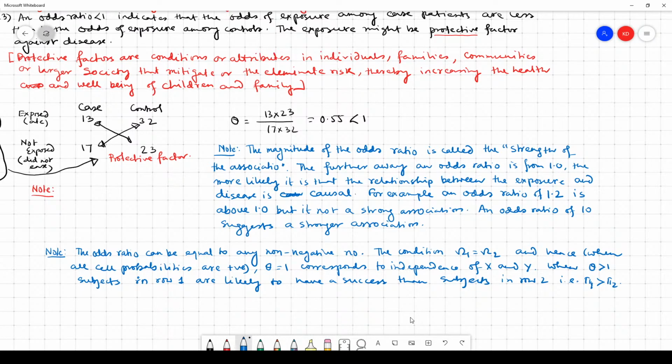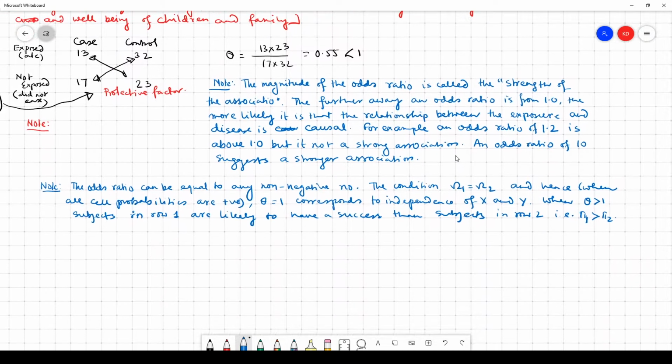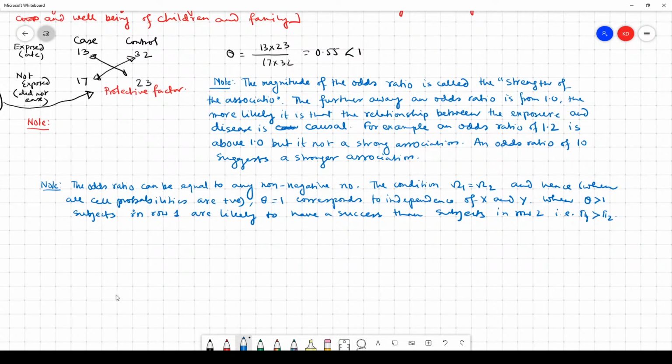Now the relationship between odds ratio and relative risk. Before going to discuss this, I want to define what we mean by relative risk.